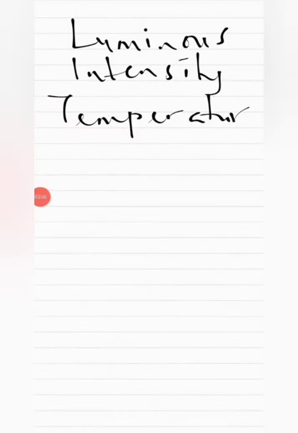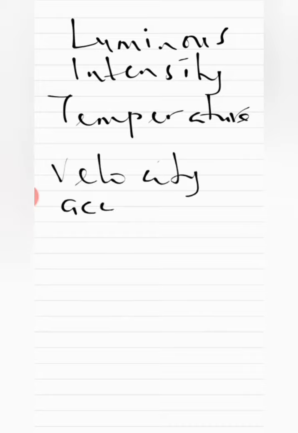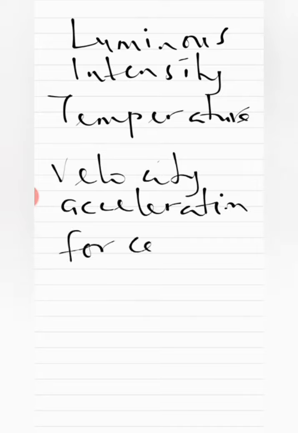Away from the basic quantities are the derived quantities, and they are quantities that are not found in the basic quantities. Some include velocity, acceleration, force, momentum, impulse, and so on and so forth. So today's example, we shall be looking at how to generate the dimensional analysis for some of these derived quantities.